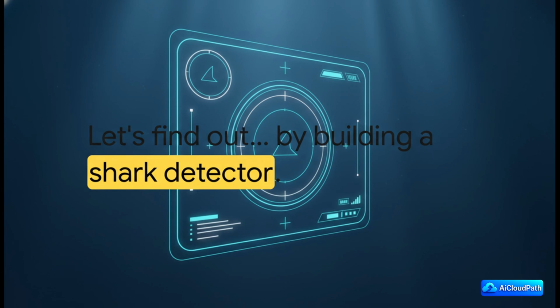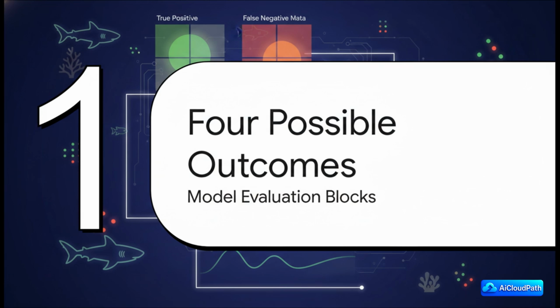To make all these concepts really stick, we're going to use a simple but high-stakes example. We're going to build an AI model to detect sharks in the ocean. This is going to help us understand what each of these metrics actually means when it really matters. Okay, let's get into it.